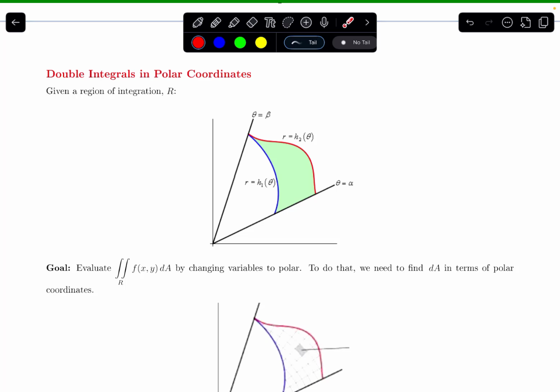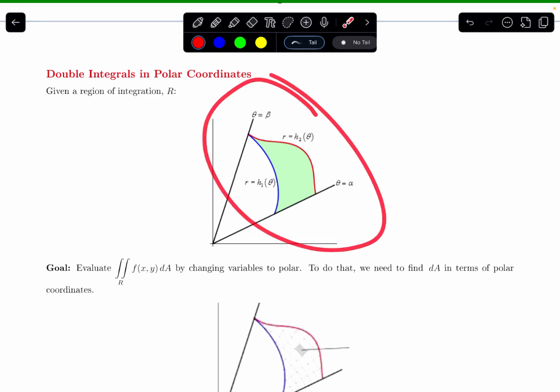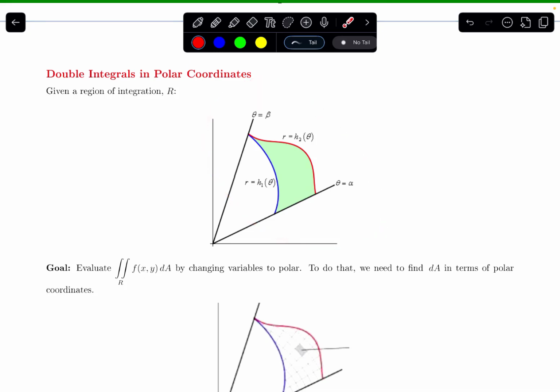In this video, we are going to learn how to do double integrals using polar coordinates. So let's say that I'm given some region of integration R that looks like this. Here I'll have these two curves that are going to be given to me in polar coordinates. In both of them, I'll have r isolated, and r will be equal to something on the other side that might have thetas in it.